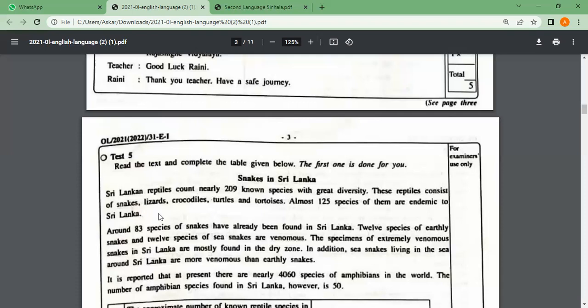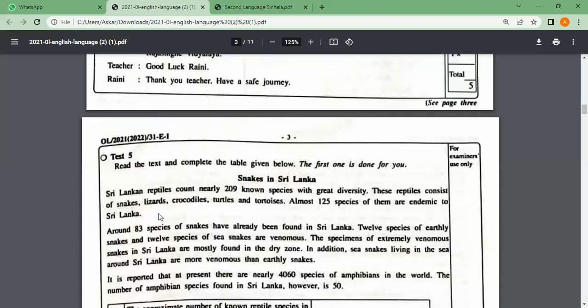So 12 species of earthly snakes and 12 species of sea snakes are venomous. Venomous means poisonous. So in 83 species of snakes, 12 species of earthly snakes and 12 species of sea snakes are venomous. Venomous means poisonous.